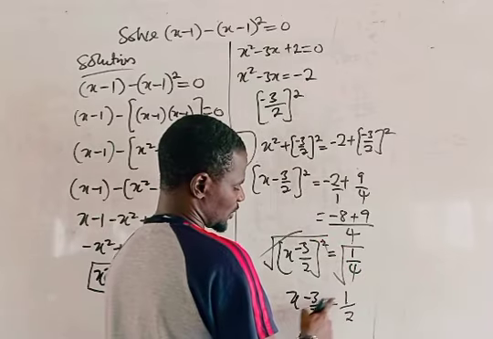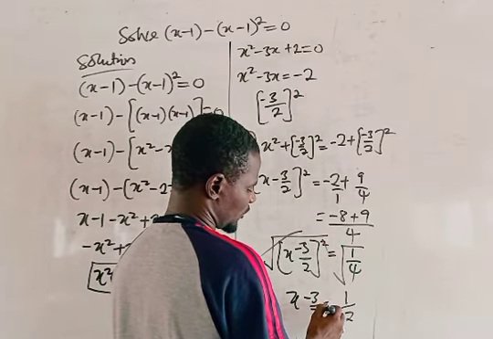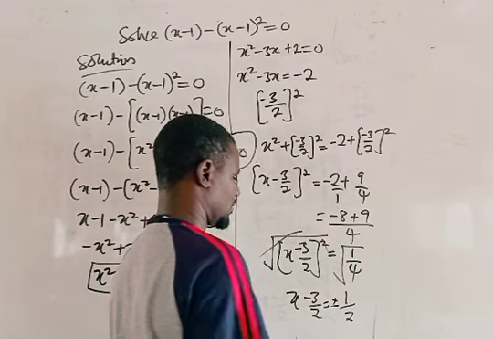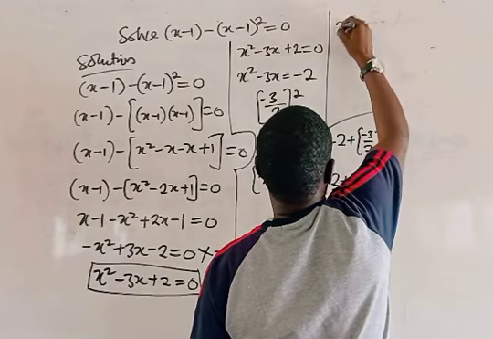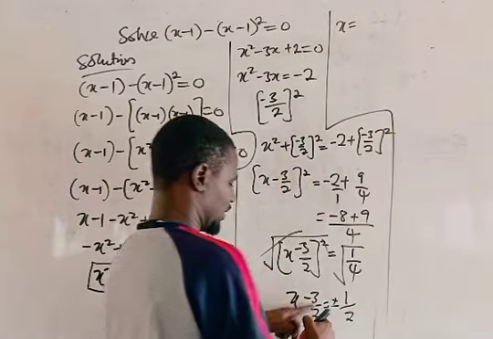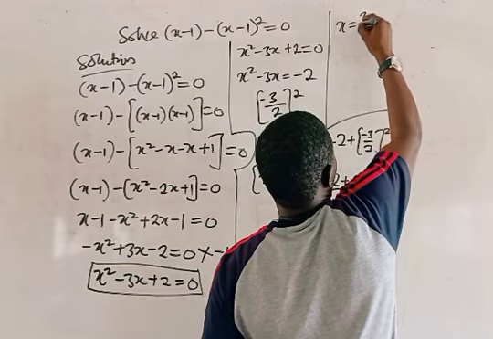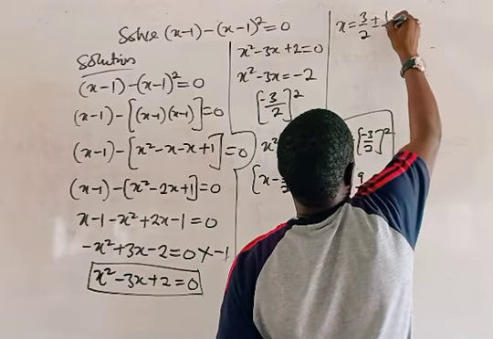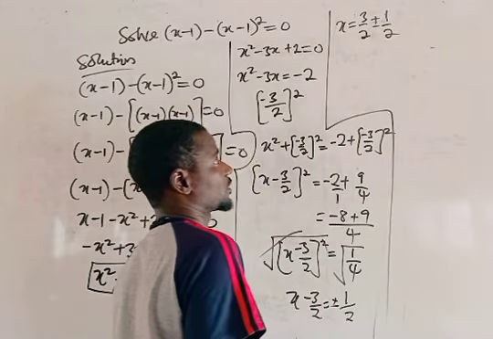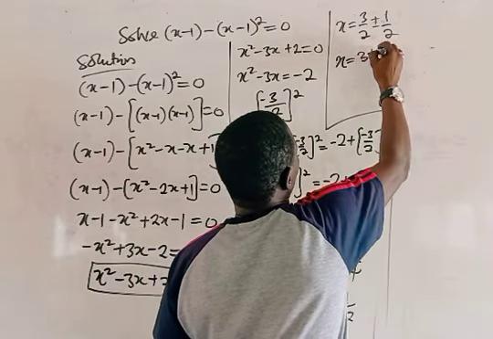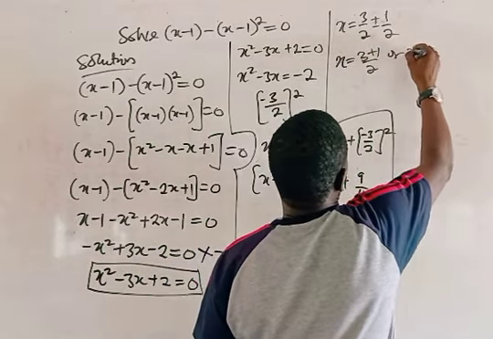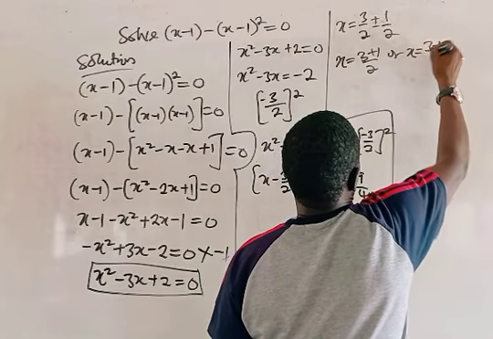Remember, since you took the square root, before the equal sign there is plus or minus. So that we can have our x to be: x will be equal to, instead of minus 3 over 2, it became 3 over 2, then plus or minus 1 over 2. Because the denominators are the same, our x could either be 3 plus 1 over 2 or 3 minus 1 over 2.